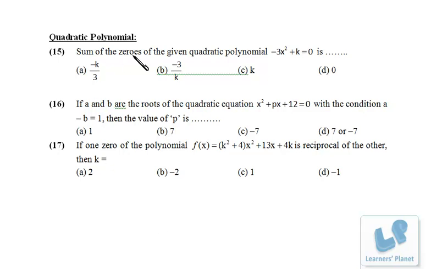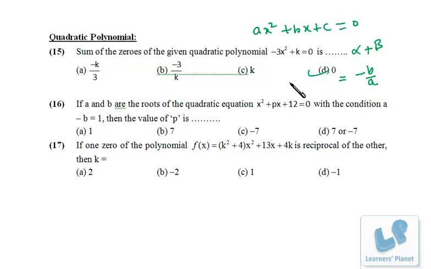Now we see the sum of the zeros of the given quadratic polynomial is. Now how do we calculate that? Sum of the zeros is what? Alpha plus beta, right? And alpha plus beta is minus b by a. If we make the comparison with ax square plus bx plus c is equal to 0. So b is what? Coefficient of x, and here coefficient of x is 0, right? So minus 3x square plus k is equal to 0. In this polynomial, sum of the zeros will be nothing but 0, right? Because we do not have a coefficient of x other than 0.